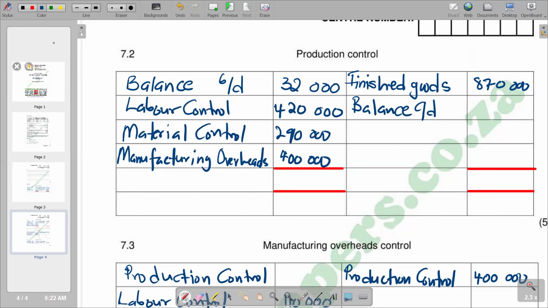Whereby now we are saying if you add the total of debit and credit, you are going to see that the debit side is the one with the greater total of 1,142,000. So we have 1,142,000, and it's also supposed to come on the credit side. And we say 1,142,000 minus 870,000 to get a balancing figure of 272,000.